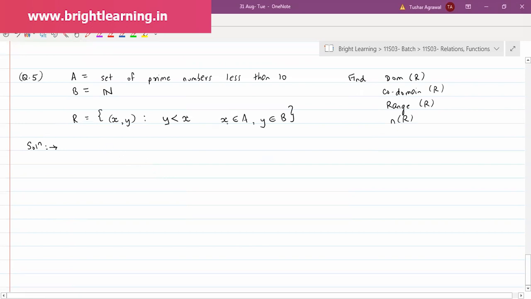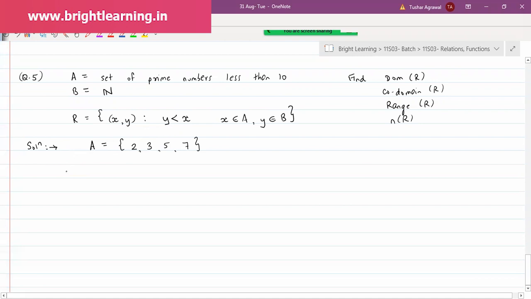The first element X belongs to set A. How does the set A look like? Set A is the set of prime numbers less than 10. So prime numbers less than 10 will be what? 2, 3, 5, 7. That's it. This will be my set A, and set B is the complete set of natural numbers. Now what he's telling is that X and Y are such that X should be from set A, means out of this 2, 3, 5, 7, and that it will get paired up with which natural number?